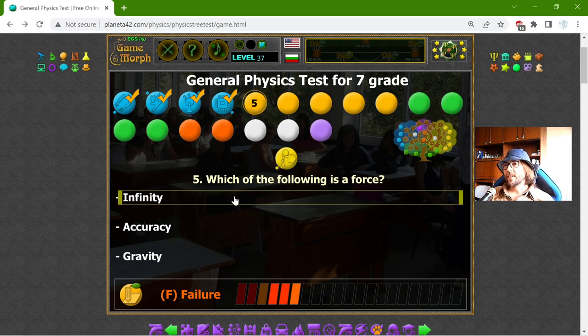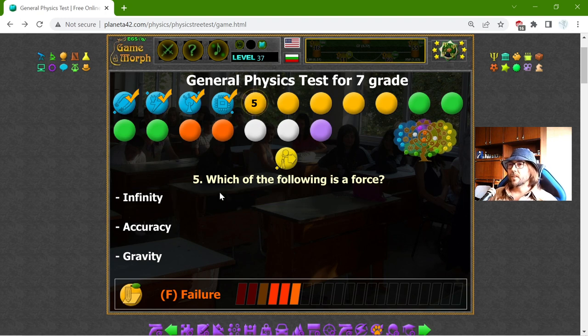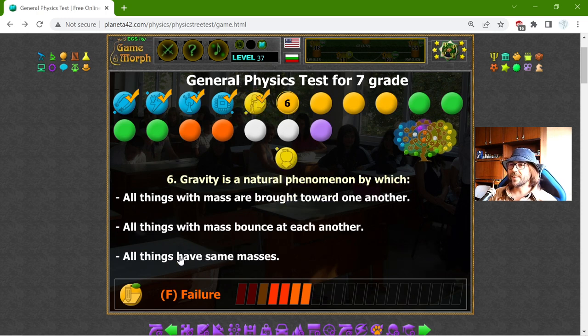Okay, next question. Which of the following is a force? This is about forces. I have bugs. Actually, it's a wasp. Okay, infinity is not a force. Accuracy is not a force, and this is simple, gravity is a force. Next question.